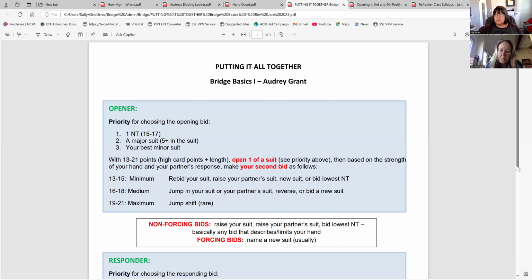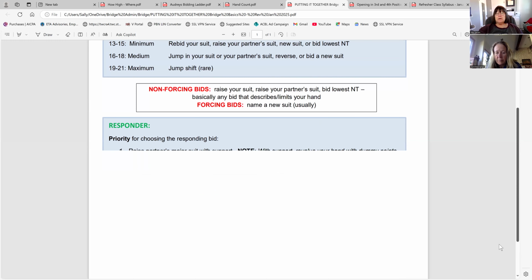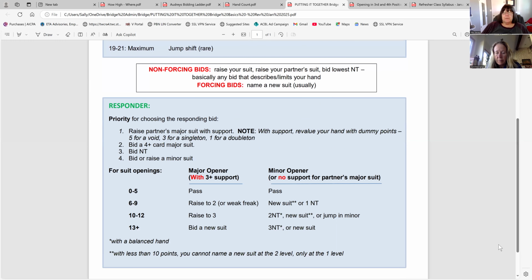So I'm going to jump down to the bottom of the page now for responders, because that's really where there's more ways to go. When you're opening, you only have 3 choices: no trump, a major, or a minor. So that's pretty easy once you decide you're going to open at the 1 level. The responder, though, there's kind of more ways that we can go, or more things we need to think about.